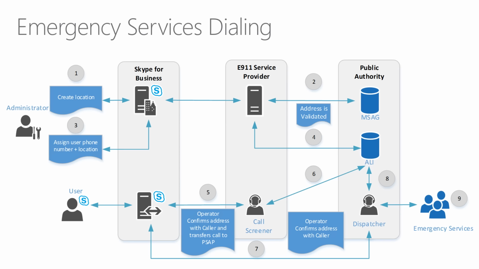Nevertheless, let's continue with the US call. So the address is confirmed, and now this address is, after being confirmed, sent to a dispatcher and sent to the emergency service. So now the user is connected to his local emergency services.